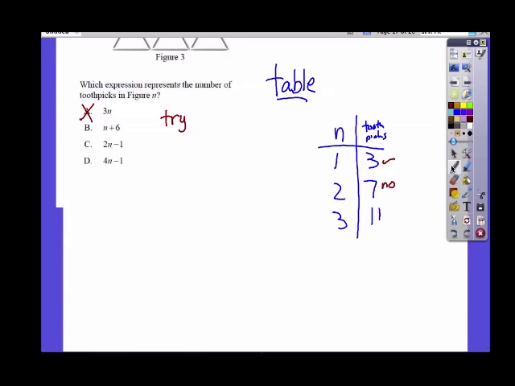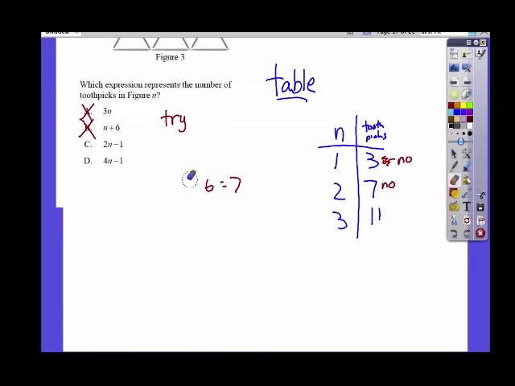So now we start with b. The expression is n plus 6. So we're going to substitute 1 in for n. Since 1 plus 6 equals 7, and that's not equal to 3, this is obviously not going to be our expression that matches up with the table or the toothpicks.